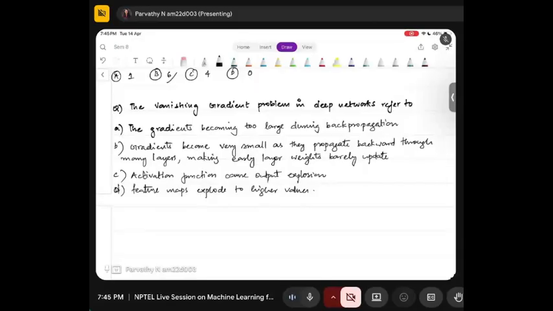Vanishing gradient problem is usually observed in very deep networks, because when the gradients are multiplied across the layers, the gradients will shrink as they reach the initial or the early layers. So this is something that is usually observed in all types of deep neural networks.